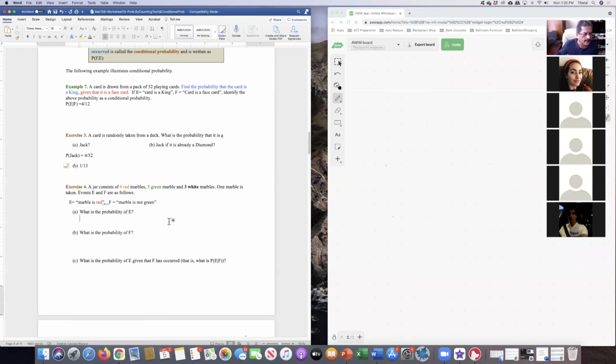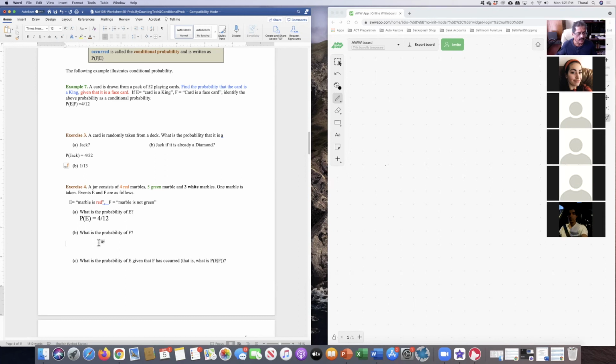All right, if you understood that, then you should be able to do this exercise. A jar consists of 4 red marbles, 5 green marbles, and 3 white marbles. 1 marble is taken. Let event E be that the marble is red, and F be that the marble is not green. The first question is, what is the probability of E? There's no conditional probability here, simply the probability of E is all we need. 4/12. So 4 red marbles out of a total of 12 marbles. So 4/12 is right.